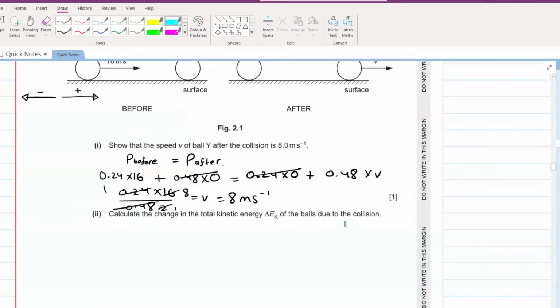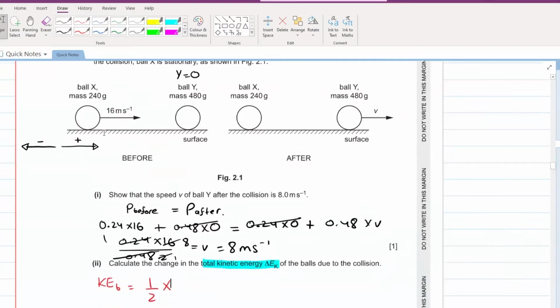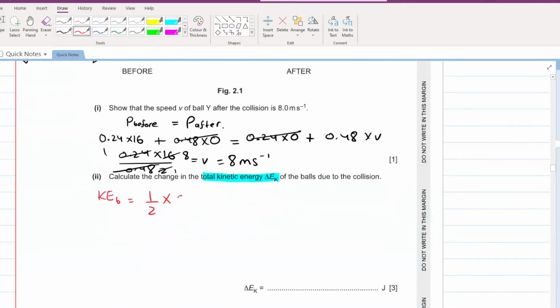Calculate the change in kinetic energy of the balls due to the collision. We have to calculate the total change in kinetic energy. So, what is the kinetic energy before collision? One half into the mass. What is the mass? 240 grams. That is 0.24 into the velocity squared. That is 16 squared.